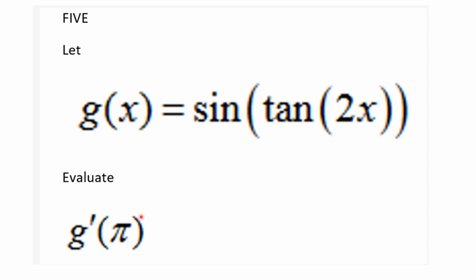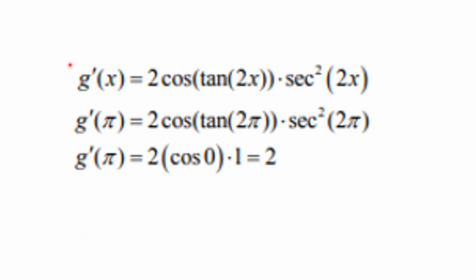Number 5, we were to take the derivative and evaluate it at pi. Now this is x goes to 2x, 2x goes to tangent 2x, tangent 2x goes to sine x. So this is several instances of the chain rule. We're to take the derivative and plug in x equal pi. So the derivative is going to be 2 cosine of tangent of 2x times the derivative of this, which is secant squared 2x, and the 2 came from doing the chain rule on this as the last step.